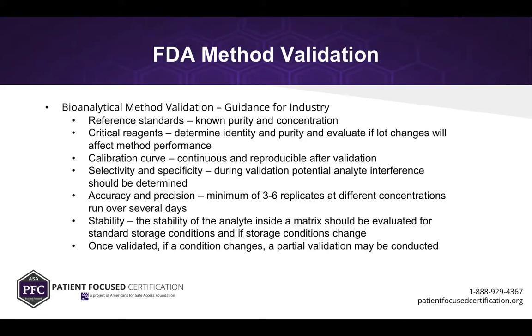Once you have validated a method, if you change a condition, such as your pH, you may only have to do a partial validation instead of a full validation. So if you changed one reagent, then you would only have to revalidate the parts that include that reagent.